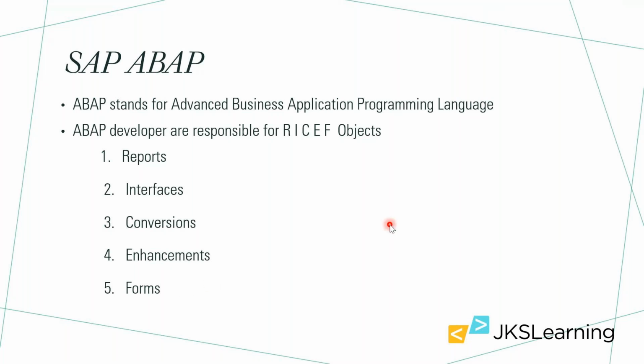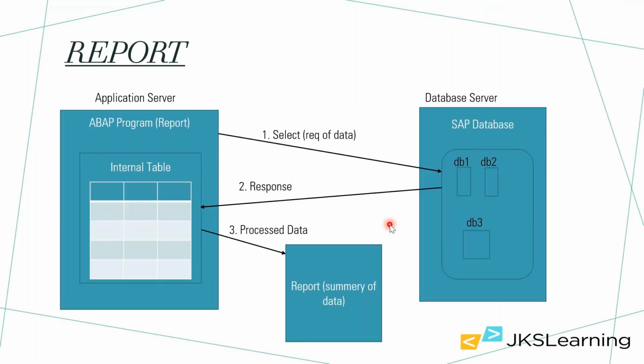So we'll see every object, a little bit brief about every object. First is reports. Reports in general, what does it mean? A report in general means that it is a summary of information based on which we can do the analysis. This is the general form of a report.